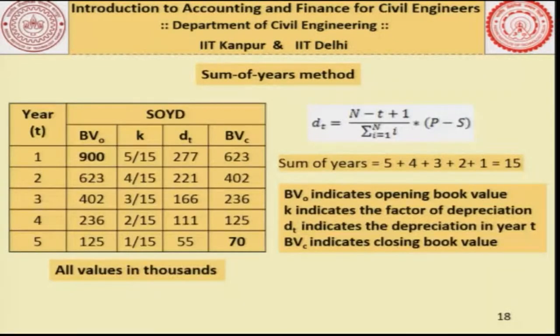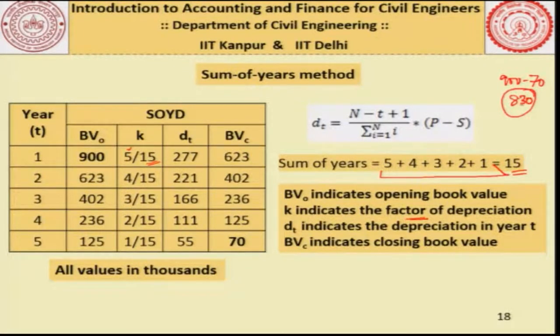Now let's try to see what happens as far as the sum of years method is concerned. How it works is that we add all these here. For this case, we are talking of 5 years of service life, so the sum of years is 15. And as far as the K is concerned, which is the factor of depreciation, it varies from 5, 4, 3, 2 and 1, and the depreciation that is happening in a given year is 5 by 15, that is 5 upon this sum of years, of the total depreciation that should happen. And the total depreciation that should happen is 900 minus 70, which is 830. So this does not change.